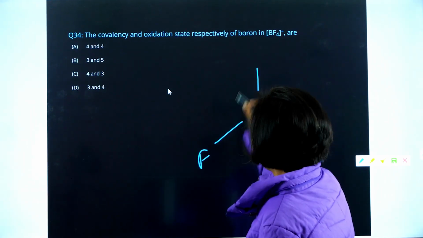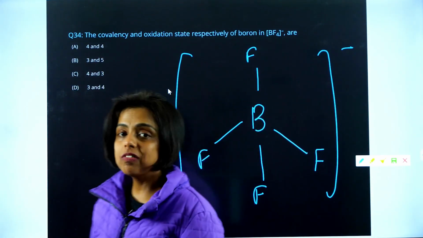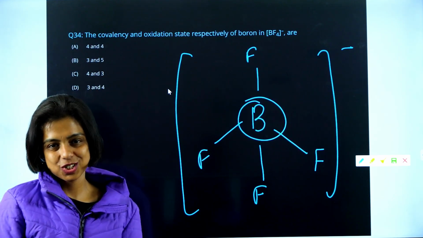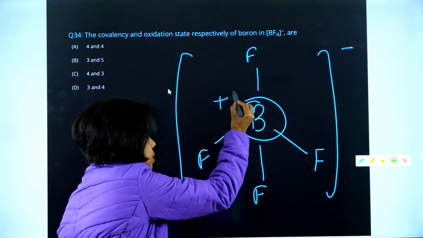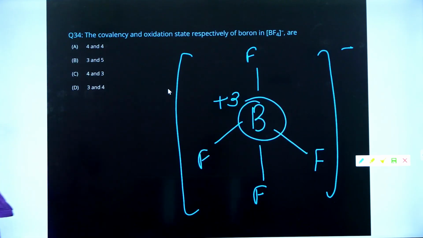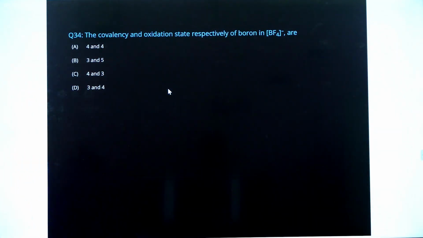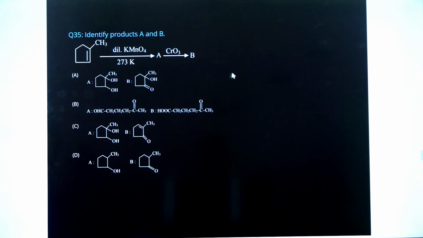It has 4 chlorine because it has a negative charge overall. So the covalency, the number of covalent bonds formed by my boron, is 4 here, and the oxidation state, of course, you can calculate. Fluorine has -1 charge, and the oxidation state of this boron will come out to be +3. So I'm sure pretty easy to crack. The answer will be the covalency is 4 and the oxidation state is 3. So you'll mark your answer as C. Right? Let's move on to the next question.